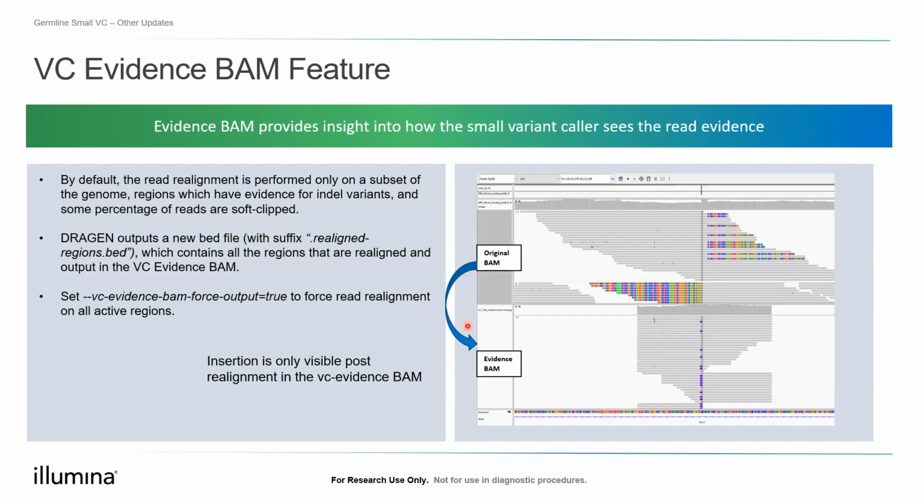And what we are showing here on the right side is you have the original BAM that DRAGEN generates, and then you have an evidence BAM. And in the evidence BAM, you can clearly see that there is an insertion which you would not otherwise have seen if you had opened the original BAM. So again, I think a great feature to investigate certain variant calls, especially indels that you may want to look for evidence.